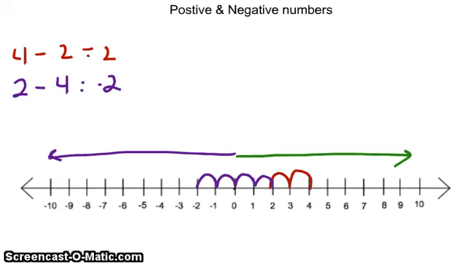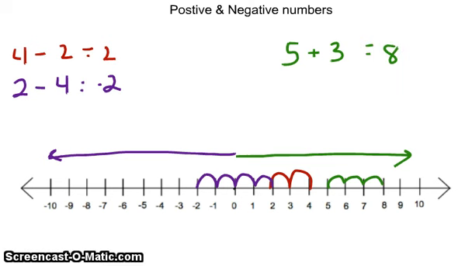So all the number line teaches us is how to use positive and negative numbers together to find our place on this number line. Let's try another example. Let us try 5 plus 3. So if we start at 5 and we go 3, 1, 2, 3, we get 8.